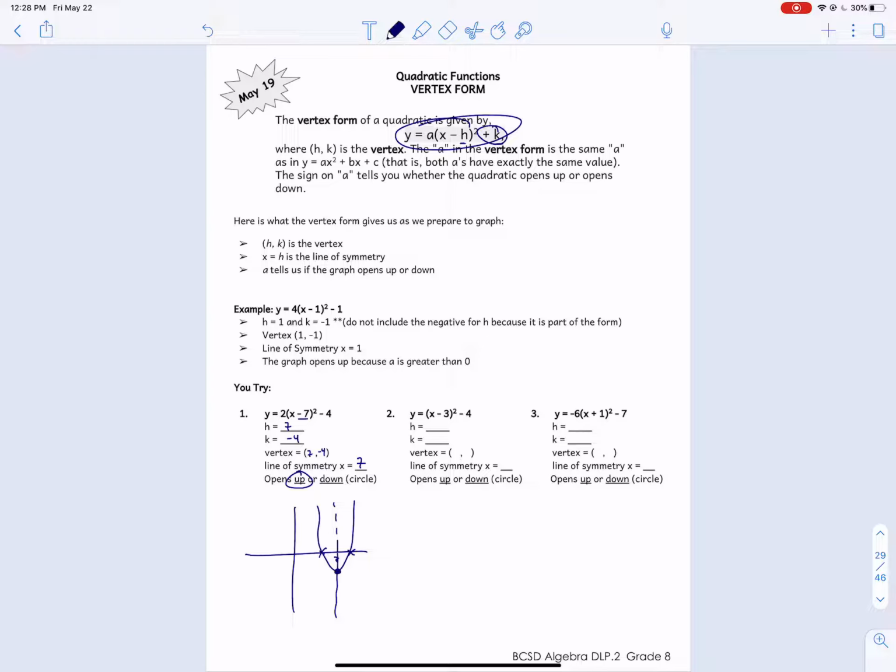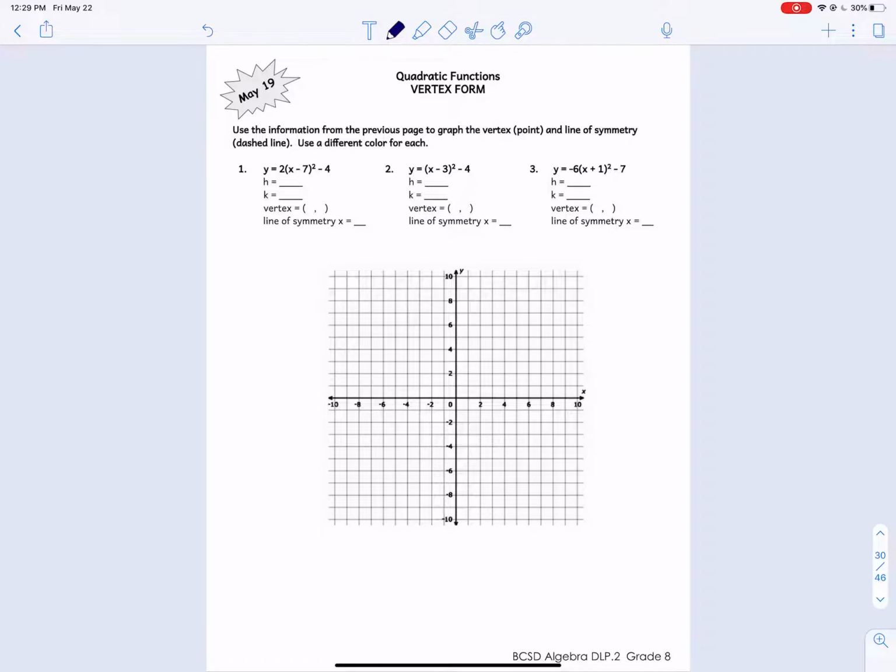Same thing with the others. Number 2, that's just a 1 in front. Okay. Number 3, this time we have a +1. So the h, remember, it's the opposite sign, so it's going to be -1 and then -7. So -1, comma, -7, and then I'll let you do the rest. Okay, so moving on. Now we need to graph each of these.